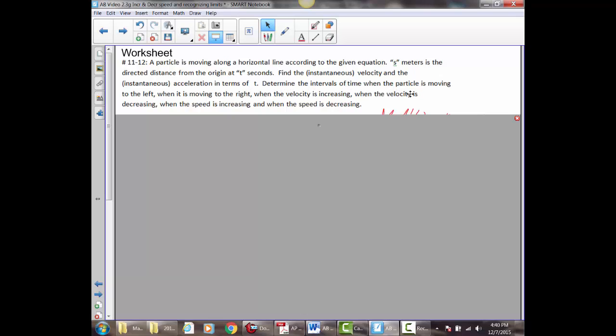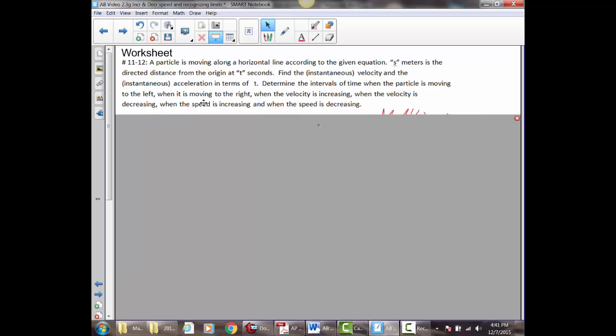Determine the intervals of time when the particle is moving to the left, moving to the right. We know how to do that. The particle is moving to the left when the velocity is negative, moving to the right when the velocity is positive. When is the velocity increasing? Well, a function increases when its derivative is positive, and the derivative of the velocity is the acceleration. So the velocity is increasing when the acceleration is positive. The velocity is decreasing when the acceleration is negative.